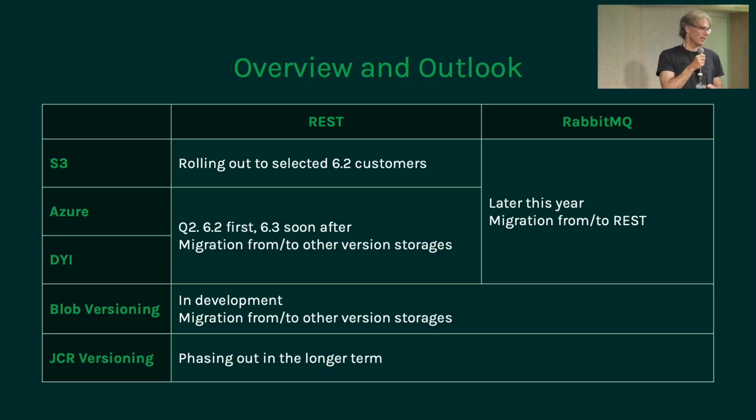And a word about JCR versioning. The far horizon would be that we would like to phase out JCR versioning. That's in line with the whole strategy of decoupling ourselves from that single content store and using more dedicated storage backends for whatever we need that suits their actual needs.